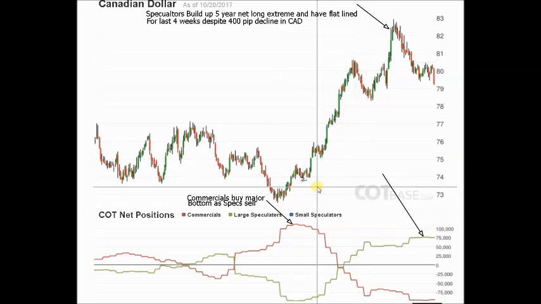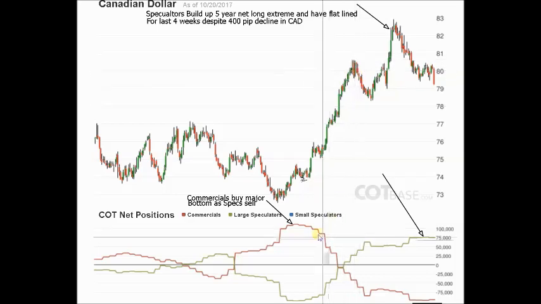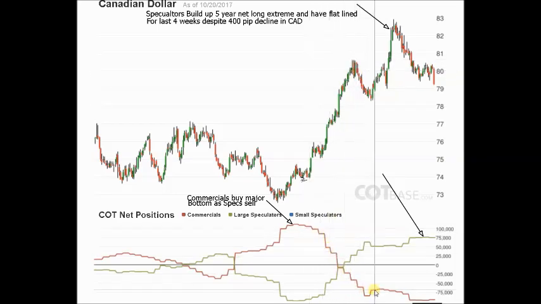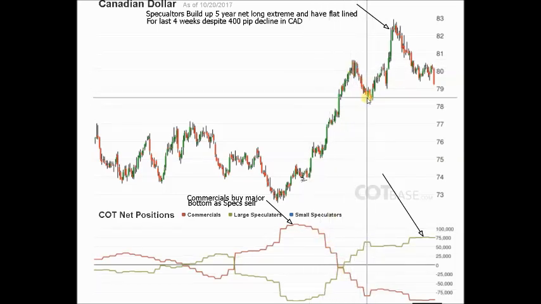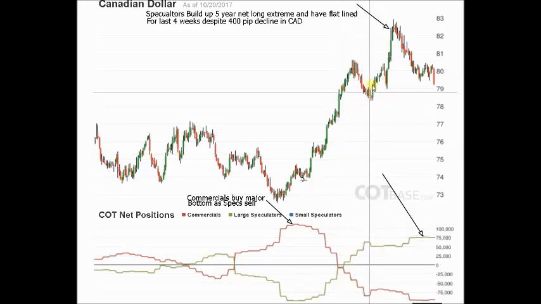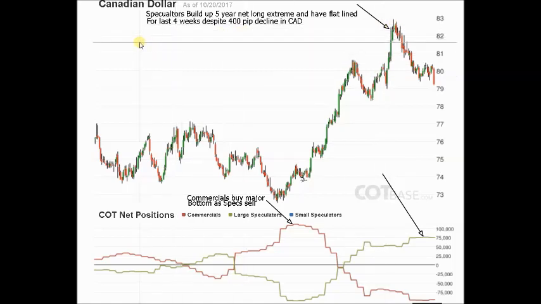Major bottom off to the upside. Speculators are caught heavily net short. But when we get up here, commercials start to move their hedges and drop short. They think prices have moved too far. Speculators coming in to buy, push her up here. Now at that peak, that's a 5-year extreme in speculative long positions.